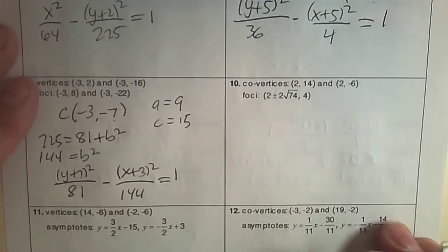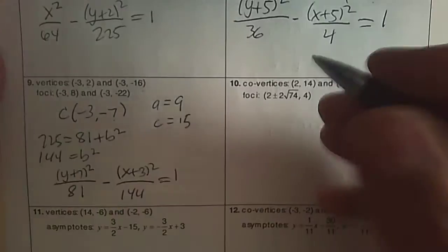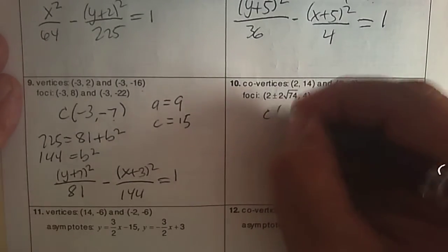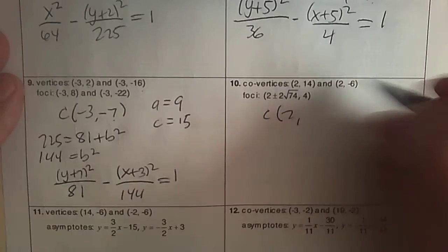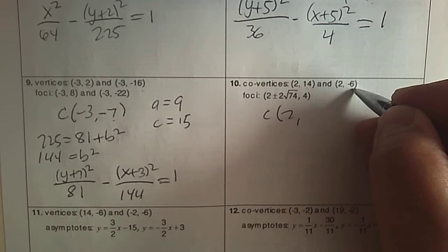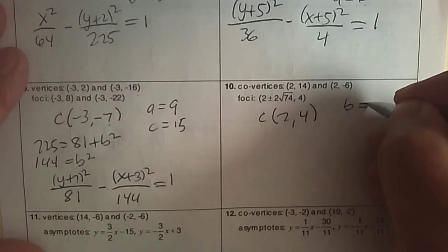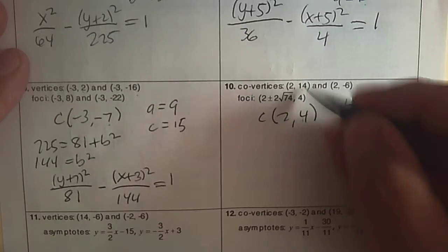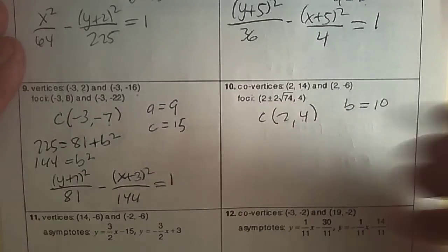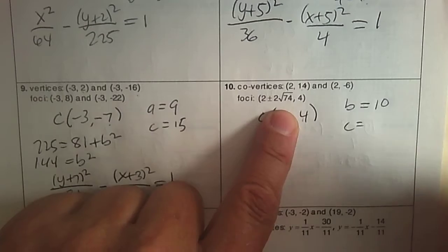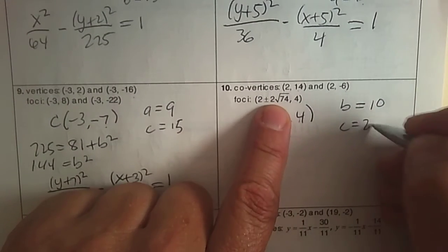Number 10, the co-vertices. So for the co-vertices, the center, 2 stayed the same. 14 and negative 6 is 8. Divided by 2 is 4. That's going to give me b for co-vertices. So 4 to 14 is 10. C, if I look carefully, is 2 root 74.